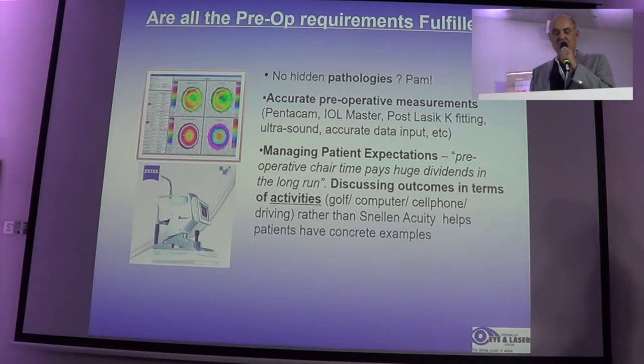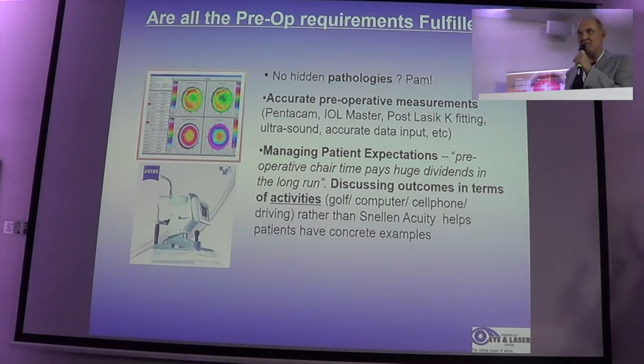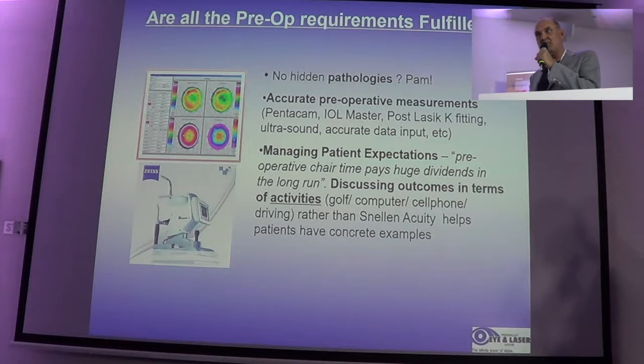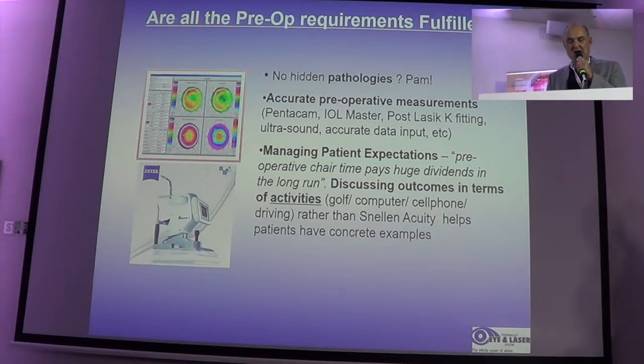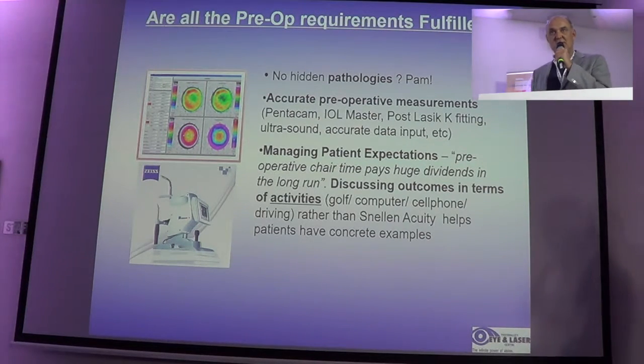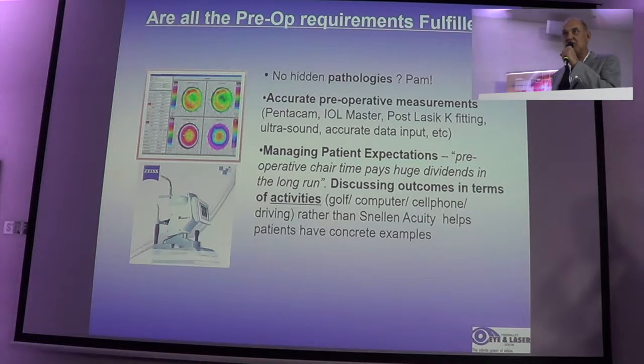You have to ask yourself, were all your pre-operative requirements fulfilled? Were there any hidden pathologies? You have to do a plan, look to see what is the potential vision of the patient. You have to do accurate pre-operative measurements, and you have to compare between various technologies. Don't just rely on one. Also look at your topographies, whether you have signs of dryness, which will give you some inaccurate measurements.